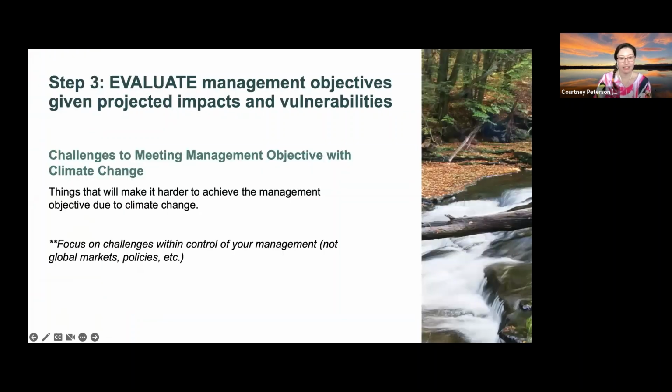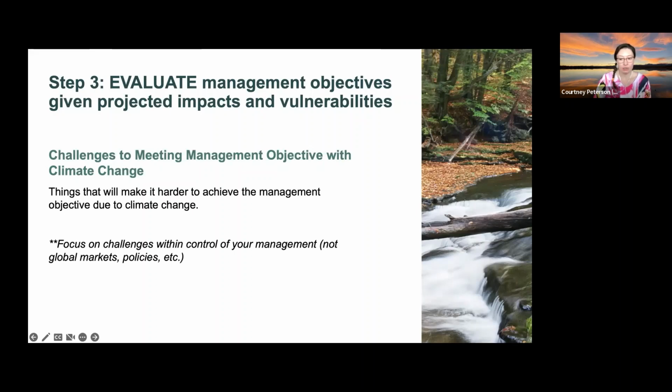So to dive into this a little bit more, what you'll really do in step 3 is start to think about, again, those climate change challenges related to meeting your management objectives. So we can really start to think about what are some of those different ways that climate change impacts or vulnerabilities are going to make it more difficult to achieve each of your management objectives. So this is really where we can start to think about what are those things and considerations that are going to make it harder to achieve your management objective given those climate change impacts we researched in step 2.